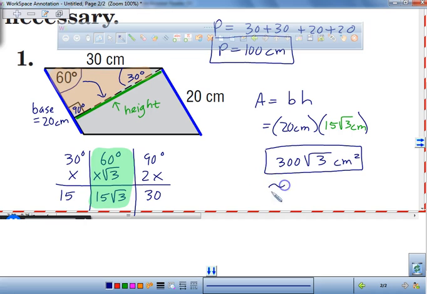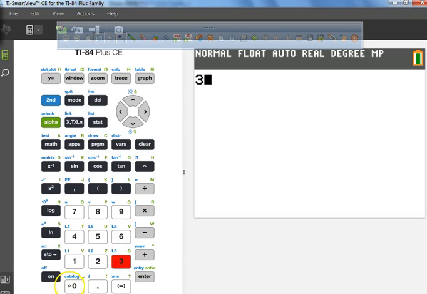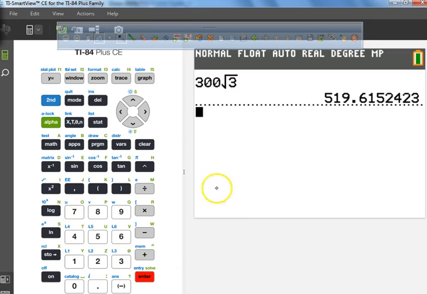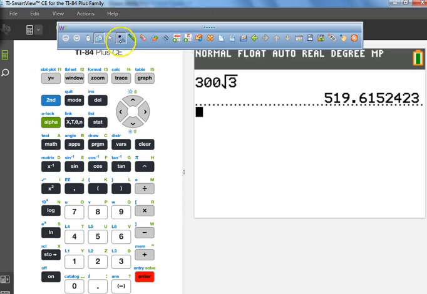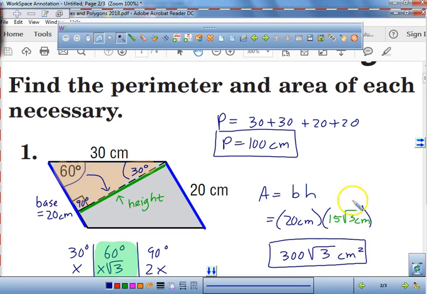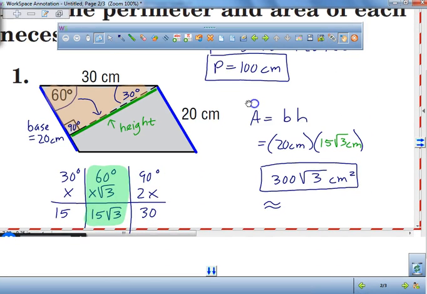Now that will give you an approximate value. So we'll go to our calculator. Type in 300 radical 3. Press enter and you get 519.6. So what I want you to do is write in 519.6 centimeters squared.